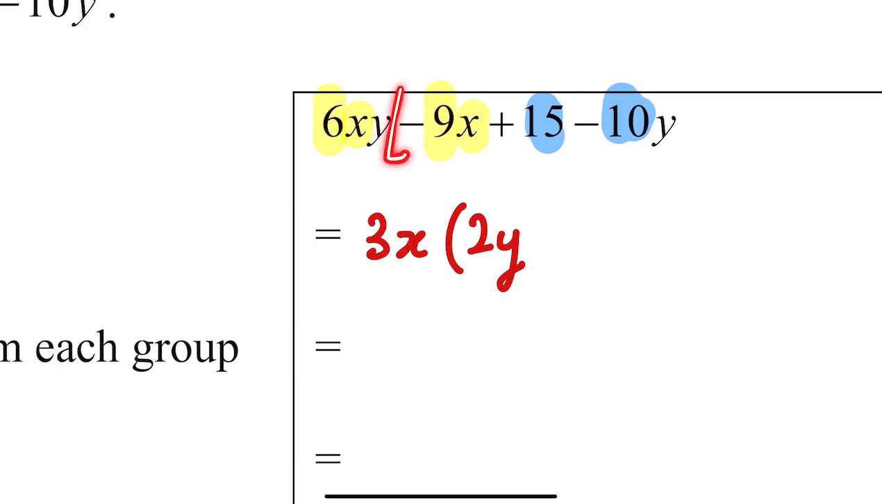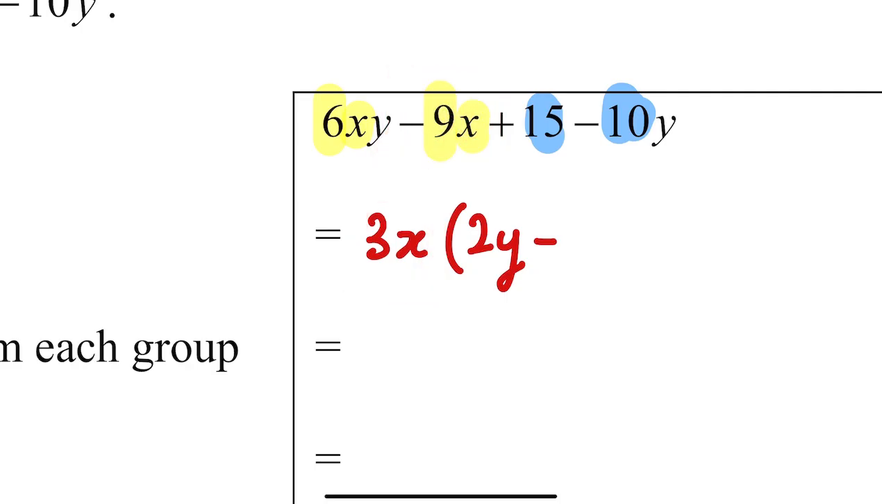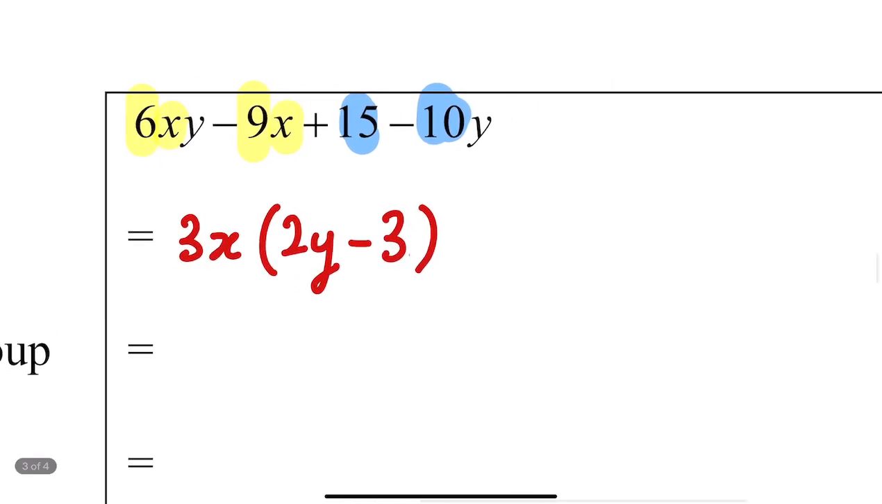Then now the minus sign will go down. Okay, the minus sign goes down. I only factorize out positive 3x. Negative 9x, take out 3x. The x will disappear, 9 will become 3, because 9 divided by 3 is 3. So 2y minus 3x. No, minus 3. Okay, the x will disappear. 2y minus 3.